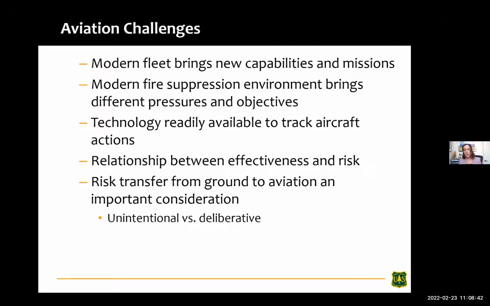Similarly, we might have a deliberative transfer of risk where we make a decision from a strategic management scale to say, we understand the risk involved, but we're deliberately choosing to engage aviation assets over ground for specific goals. An example of that would be in 2020, when there was an interagency system-wide effort to engage aviation assets more heavily and utilize longer sorties and more aggressive initial attack in order to minimize the impacts of COVID on the broader firefighting community.